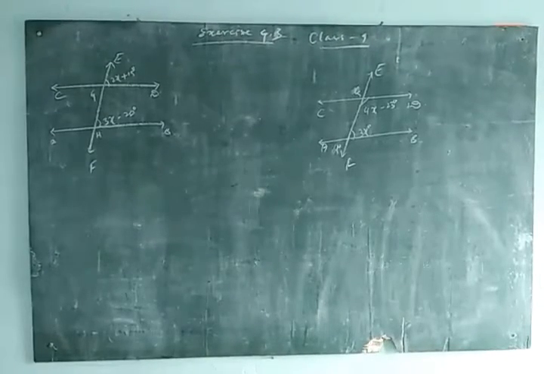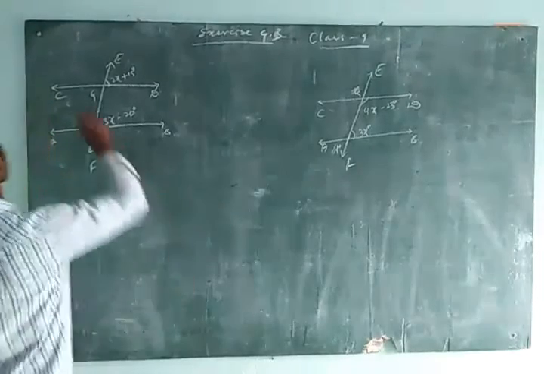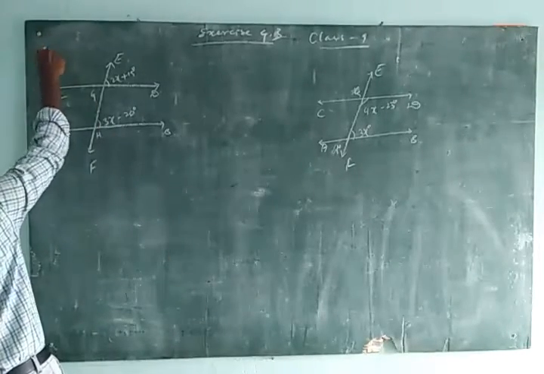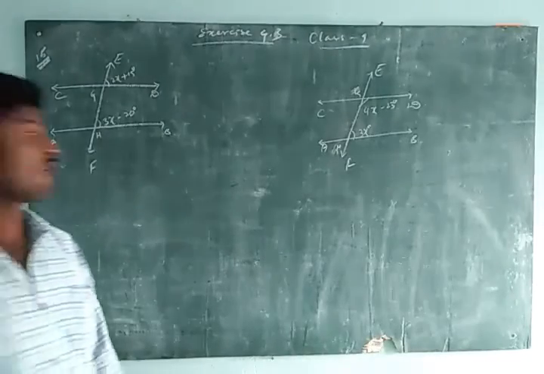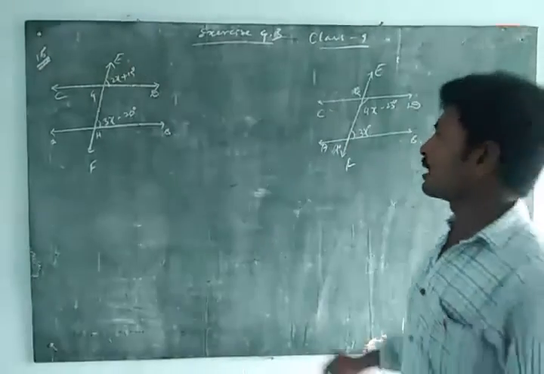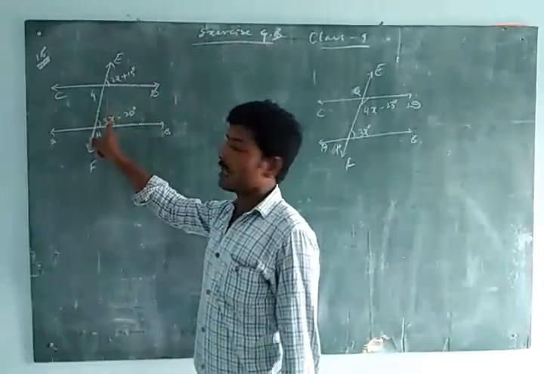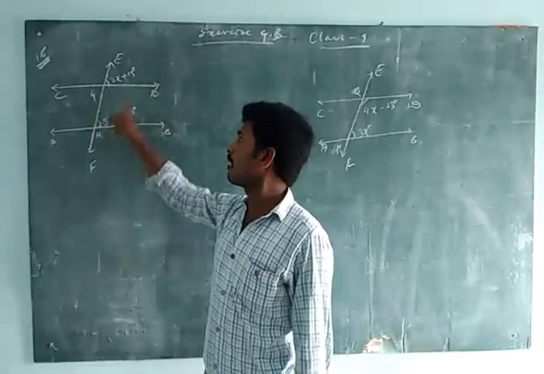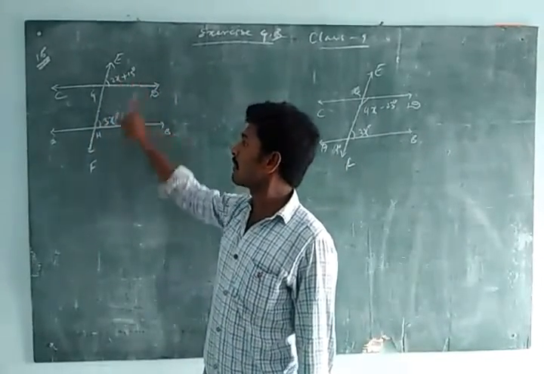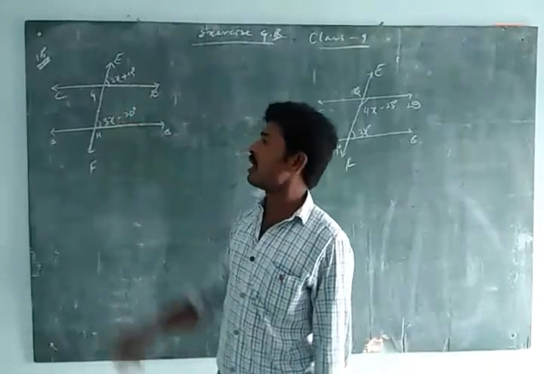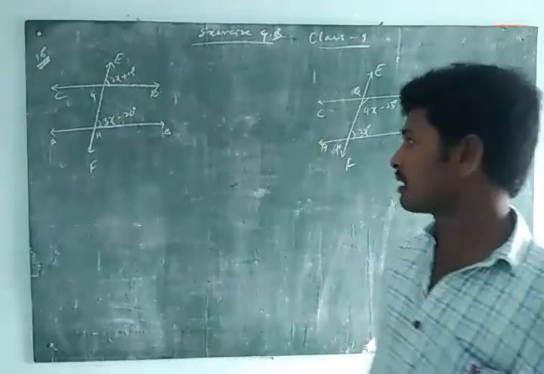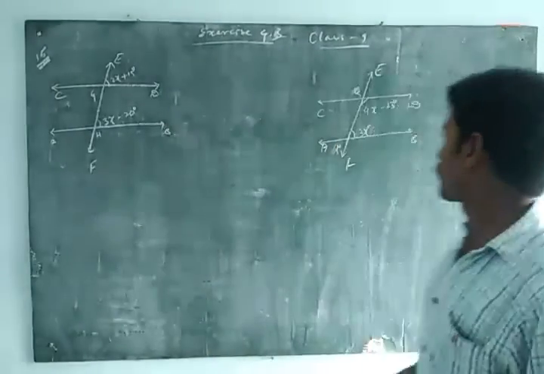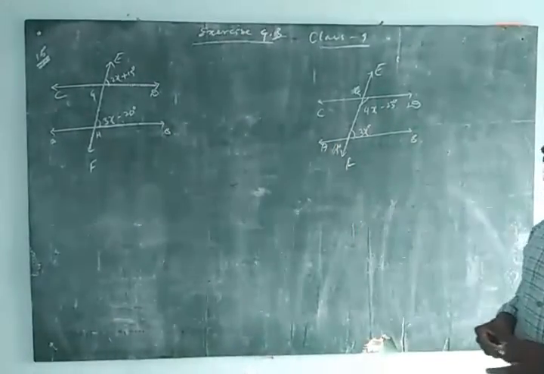Next, in the same question, the second one, the 15th question only. AB is parallel to CD, EF is transversal line. Find the value of x and y. Here you know that these angles are corresponding angles, both are equal. That means you should write 2x plus 15 is equal to 3x minus 20. Find the value of x there. Transpose LHS to RHS, RHS to LHS. You get the value of x. That is for yourself.